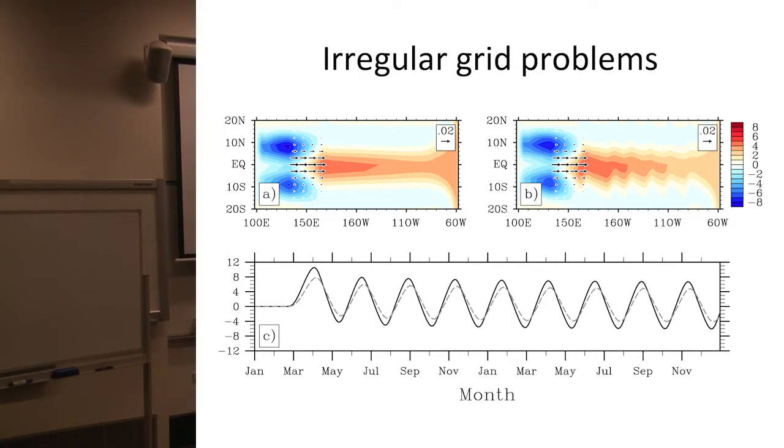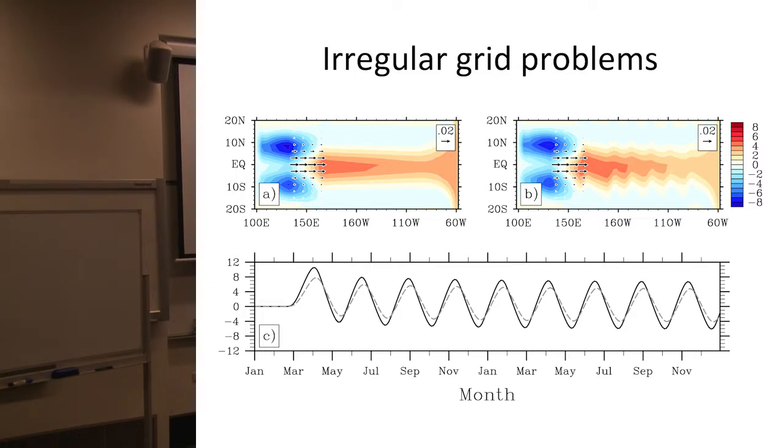So I did very similar experiments. This is a 3-degree shallow water model ocean with a normal grid, and a 3-degree shallow water model ocean with a regular grid, with the same wind stress forcing. It followed a sinusoidal profile. So the wind stress was oscillating in time and it has a timescale of about a month.